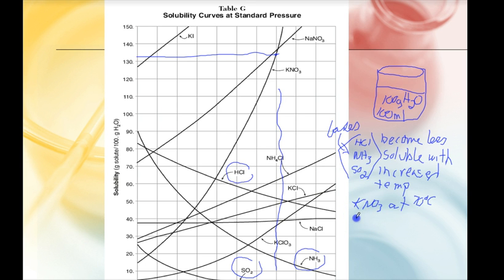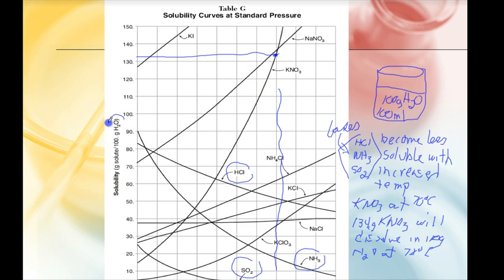We'll say that that's about 134 grams, which means that 134 grams of KNO3 will dissolve in 100 grams of water at 70 Celsius. That would be a saturated solution. That's the maximum solubility for that substance at that temperature. Okay? What else did they do? Many times it's not really trying to fool you, but in a way it is.